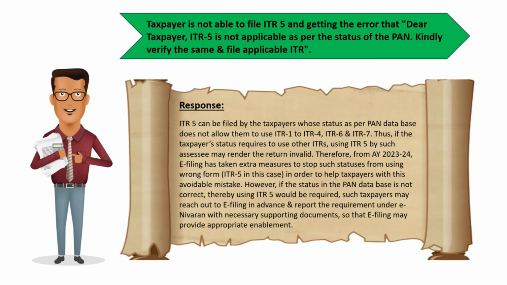Thus, if the taxpayer status requires to use other ITRs, using ITR 5 by such an assessee may render the return invalidated. Therefore, from assessment year 23-24, e-filing has taken extra measures to stop such statuses from using wrong form, that is ITR 5 in this case, in order to help taxpayers with this avoidable mistake. However, if the status in the PAN database is not correct, thereby using ITR 5 would be required, such taxpayers may reach out to e-filing in advance and report the requirement under e-Nivaran with necessary supporting documents so that e-filing may provide appropriate enablement.